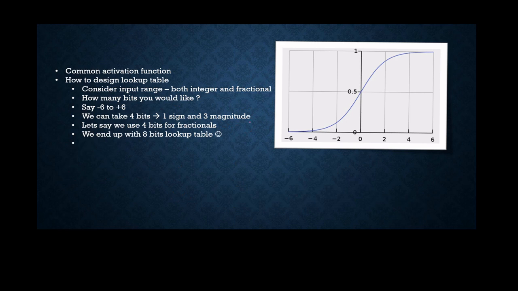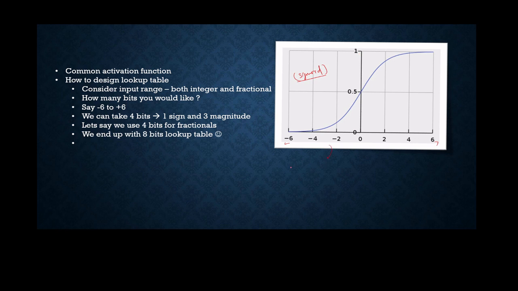So now, how do we convert? Step by step, let's look at what we would do if we are asked to map this number that goes from -6 to +6. It's a sigmoid, which is a common function in neural networks or machine learning. And then this range on the y-axis is 0 to 1. So that's what this is.